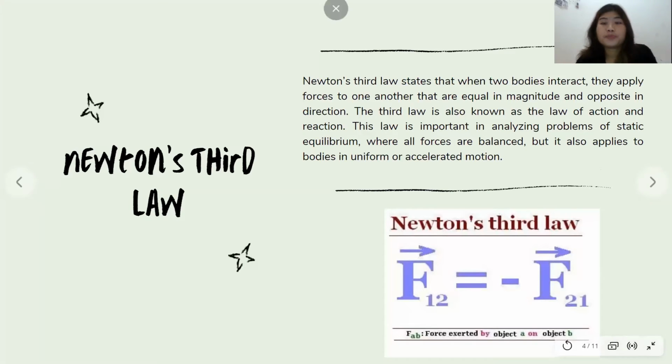Newton's third law. Newton's third law states when two bodies interact, they apply forces to one another that are equal in magnitude and opposite in direction. The third law is also known as the law of action and reaction. This law is important in analyzing problems of static equilibrium, where all forces are balanced, but it also applies to bodies in uniform or accelerated motion. Like this, you can see.